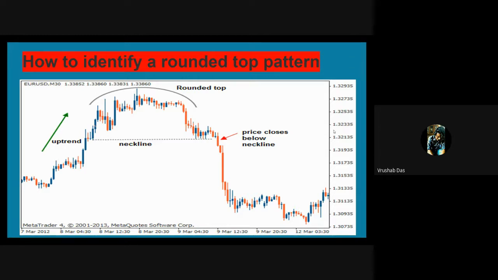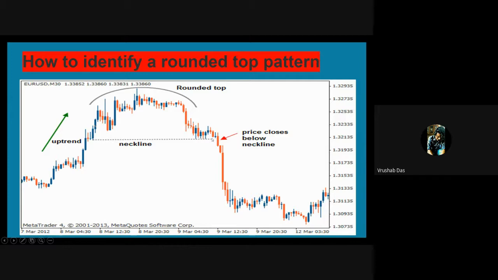The first thing we will see in the chart is an uptrend, and next we will see a neckline. Second, a rounded top will be shown in the figure.